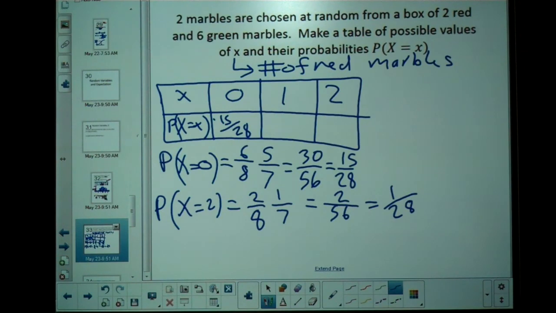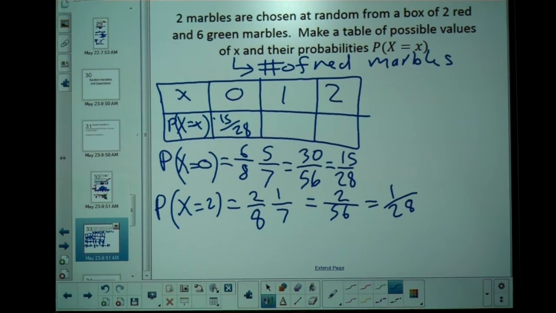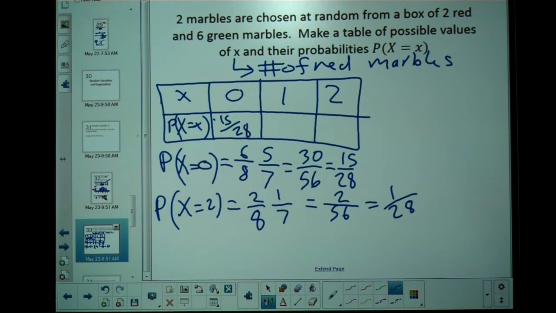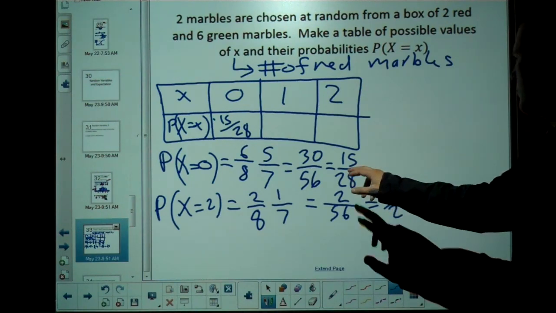That might be confusing at first, but if you think about it, it makes sense that we would have a lower likelihood of pulling both red marbles out, because there's only 2 of them. Let's put that in the table.